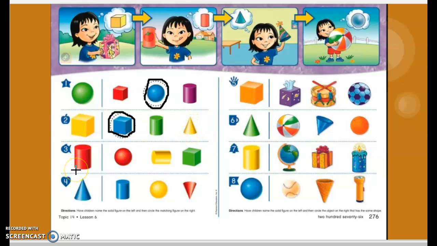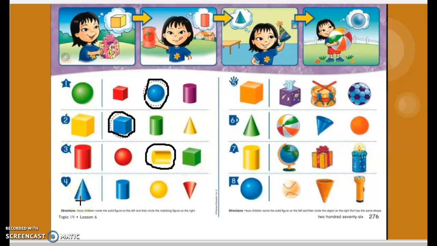Okay. Number 3, they want us to find the cylinder. I know that this has no flat surfaces, so this cannot be our cylinder. But look, this one can. It's lying down, but it has 2 flat surfaces. And we know that this one has 6 flat surfaces, so it can't be that one.